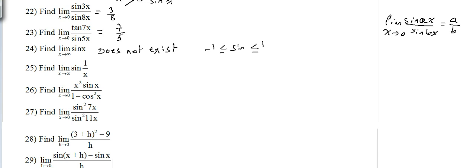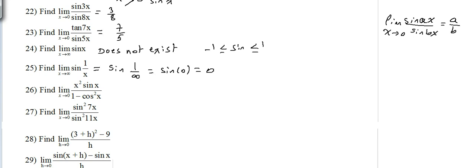Limit of sine 1 over x as x tends to infinity. This differs from number 24. Why? Because it's directly equal to sine of 1 over infinity. 1 over infinity is 0, and sine 0 is equal to 0.